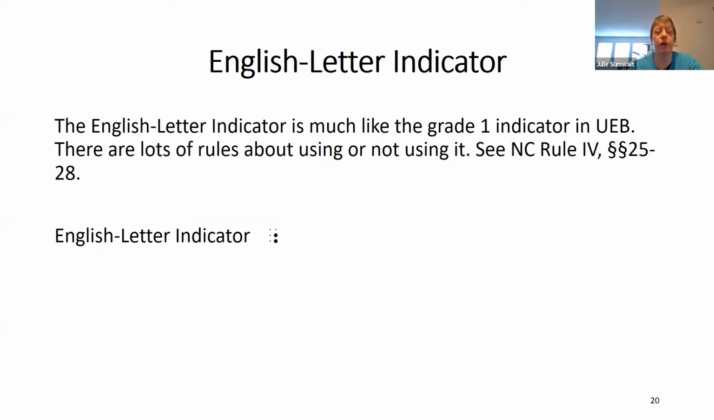There is something called the English letter indicator in the Nemeth code, and it works much like the grade 1 indicator in UEB. It looks exactly the same. There are lots of rules about using it or not using it. I'm not going to cover that in this webinar, but you can look them up in Rule 4 of the Nemeth code. So the English letter indicator is just like the grade 1 indicator using dots 5, 6, but their usage is different.